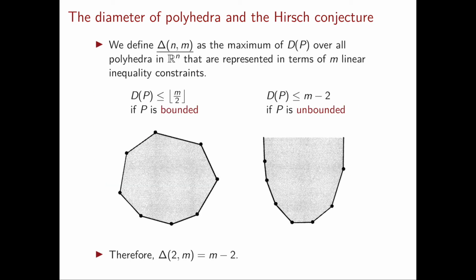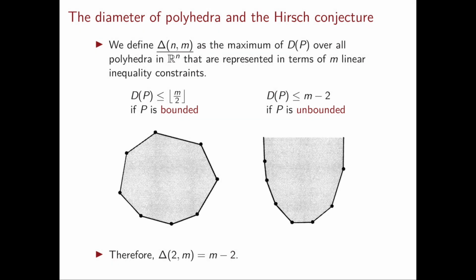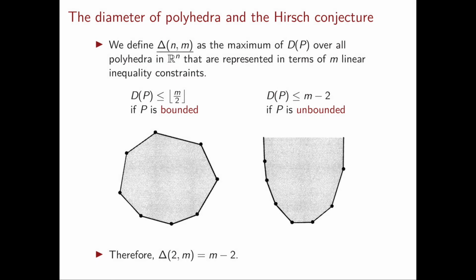Our next task is to look at how the diameter can grow in terms of our two parameters n and m. So, for any pair n and m, we look at the polyhedron which has the largest diameter among all the polyhedra in R^n defined by m constraints. So formally, we define delta(n,m) to be the maximum of the diameter of P over all polyhedra in R^n that are represented with m linear inequality constraints.